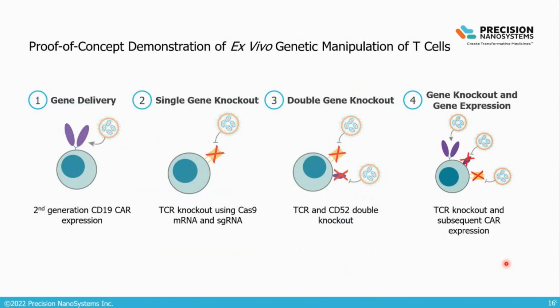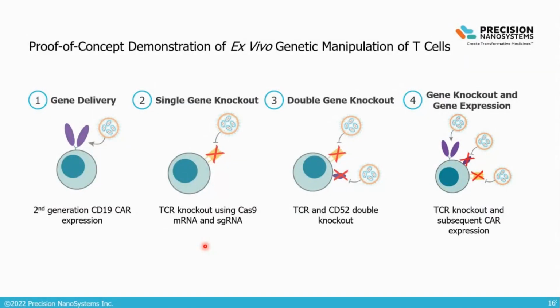The data here that we'll present, we have 4 distinct experiments to really show how we can integrate lipid nanoparticles into every aspect of CAR T cell engineering. In the first set, we'll show gene delivery. We have designed the second generation anti-CD19 CAR construct in a form of an mRNA that we deliver using lipid nanoparticles.